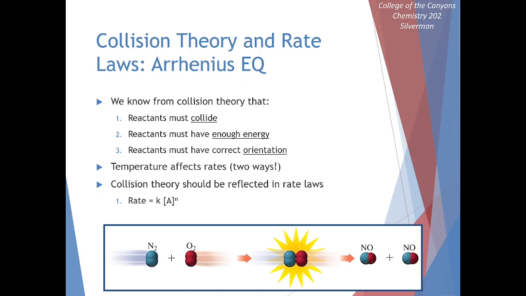As we recall, collision theory says that in order for our reaction to occur, we need to have our molecules collide. On top of that, we need to have sufficient energy when those collisions happen, and oftentimes we need a very particular orientation when those collisions happen.